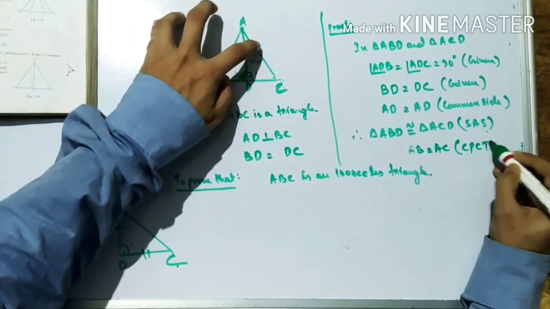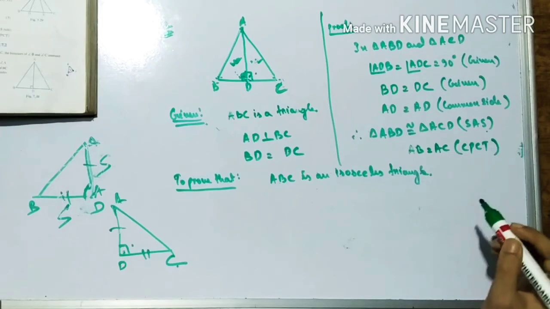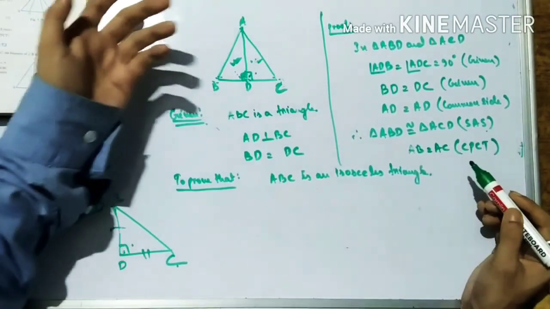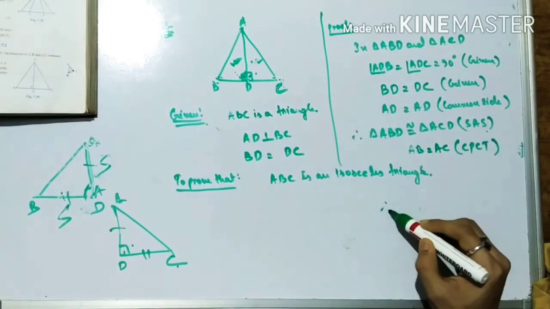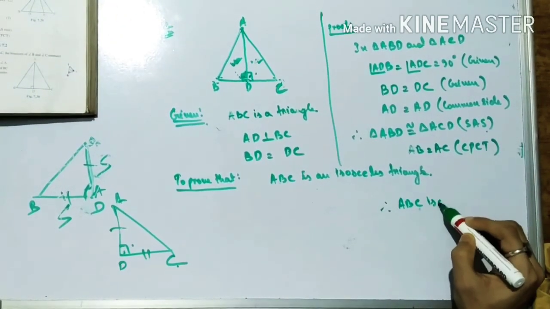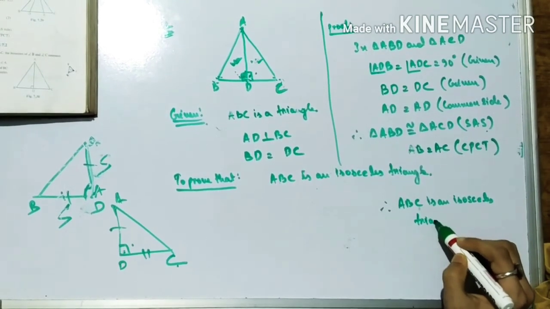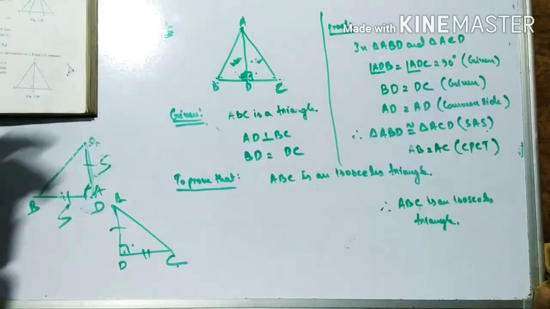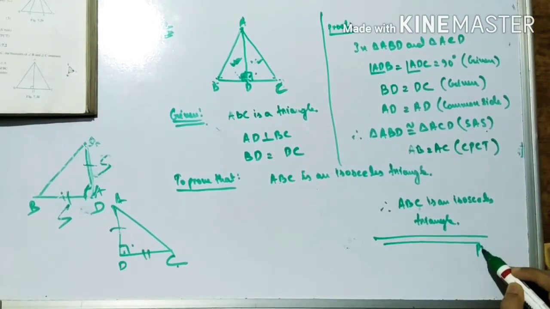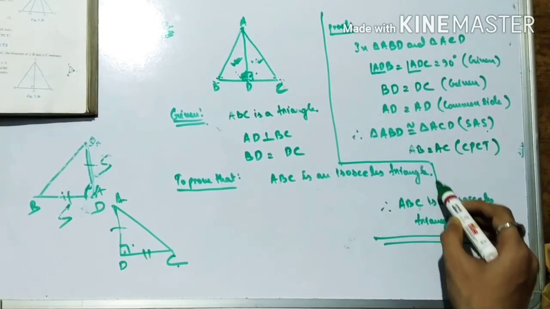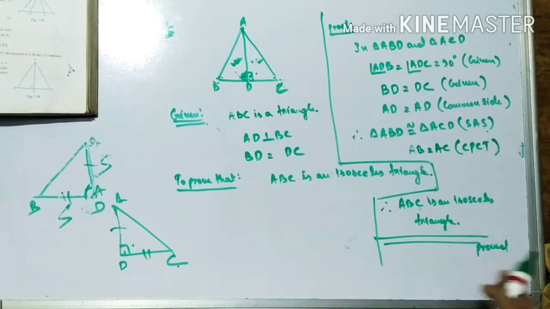How? By CPCT. I showed AB equals AC. Then directly I can say, therefore ABC is an isosceles triangle. Understand? Finished. This is our proof.